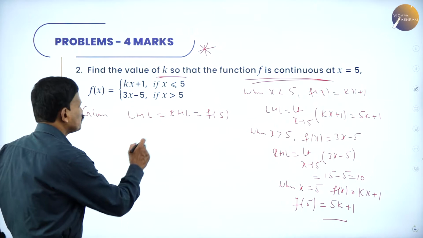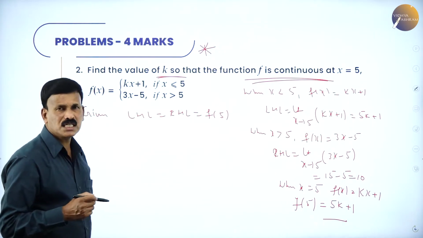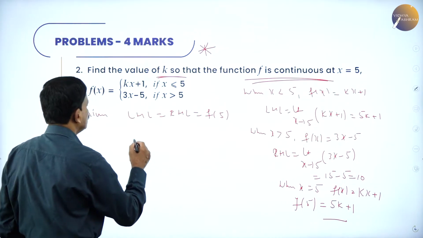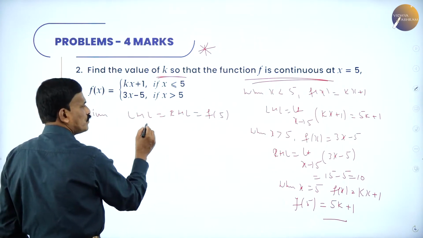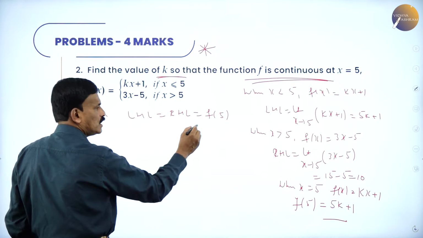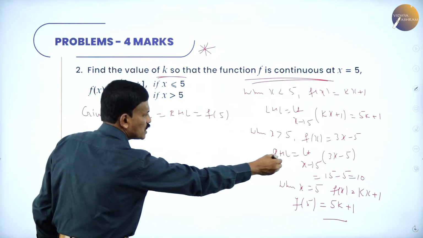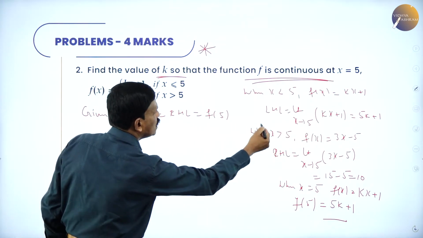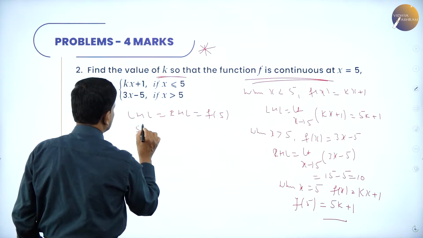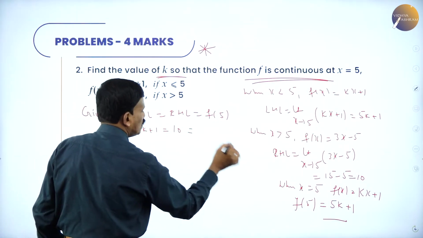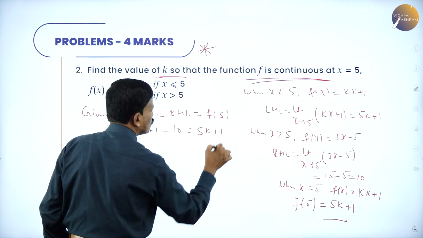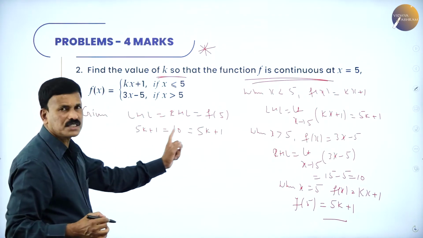Since f of x is continuous at x is equal to 5, therefore left hand limit is equal to right hand limit is equal to functional value. What is left hand limit? Left hand limit LHL is equal to 5k plus 1, right hand limit is 10. Functional value is equal to 5k plus 1. Let us equate first and second or second and last.